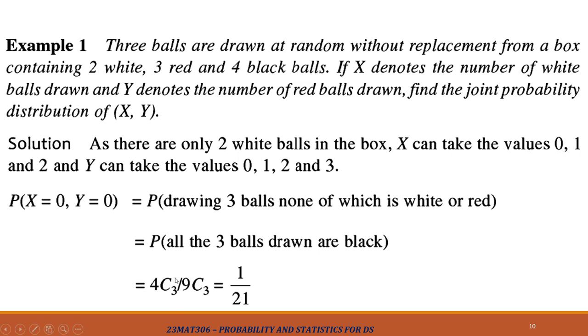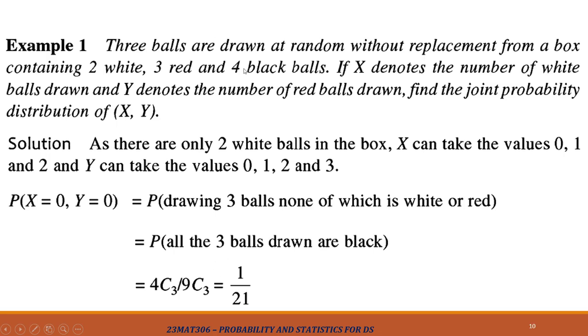So the formula is, in general, n of A divided by n of S. So for n of A, we have to take the 3 black balls. That means we have 4 black balls, and in that we have to draw 3 black balls. That means a combination, 4C3, divided by the total.